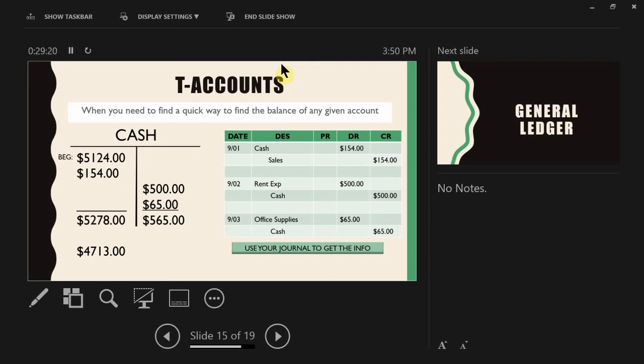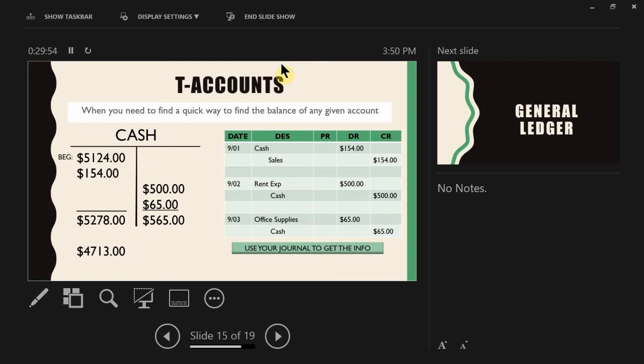You're just going to draw a T on your paper. The top is your account, and it's pretty straightforward. If it's left, it's your debit. If it's right, it's your credit. You're going to start with a beginning balance, and anything that happens in between is what you determine. At the end, you total up your debits and your credits and find the difference. Do you have more credits than debits? If you have more credits, then you're in the negative. If you have more debits, then you still have cash available.